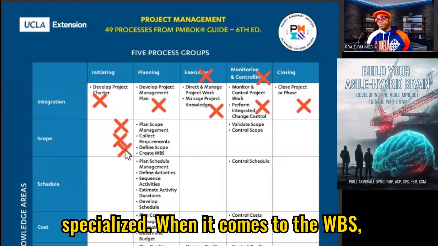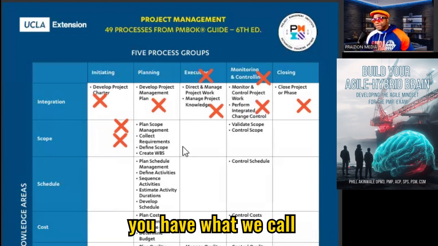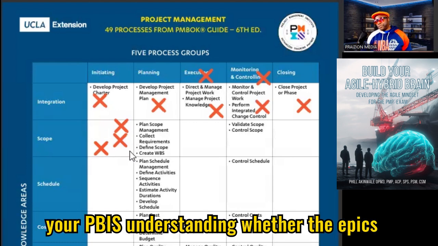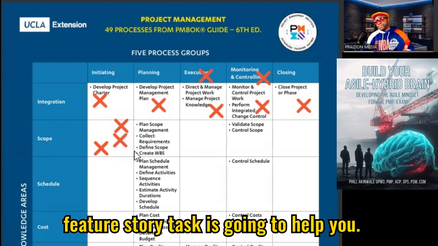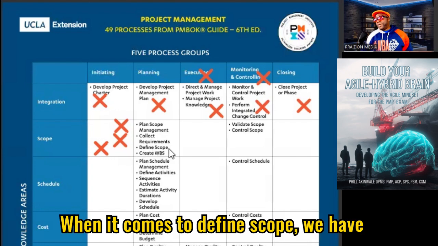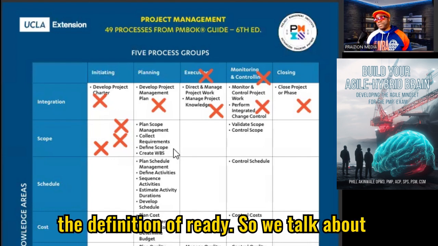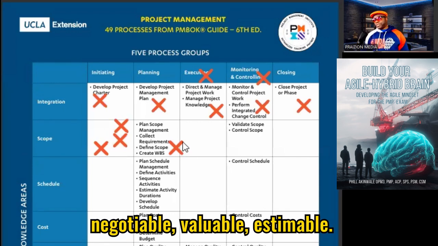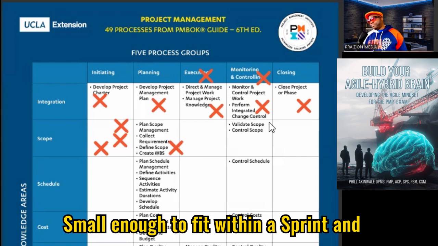When it comes to the WBS, you have what we call PBIs, product backlog items. So your PBIs, understanding whether they're epics, feature, story, task is going to help you. But we don't necessarily call it a WBS. When it comes to defined scope, we have the definition of ready. So we talk about the INVEST acronym, independent, negotiable, valuable, estimable, small enough to fit within a sprint, and testable.